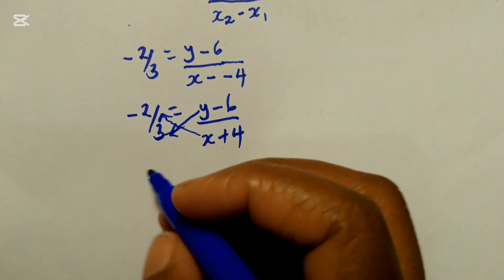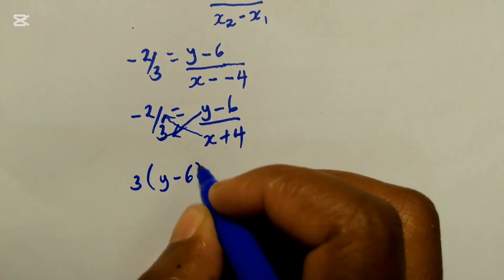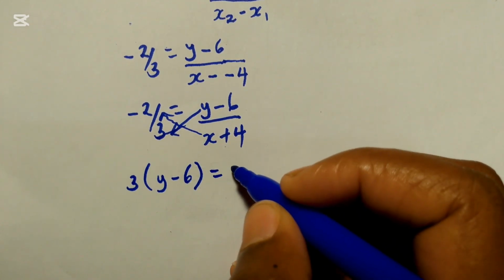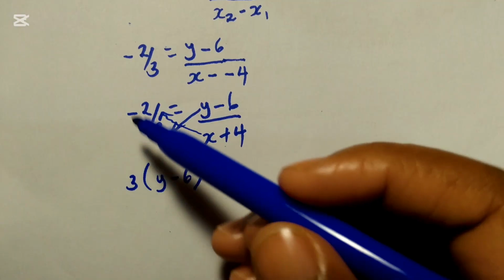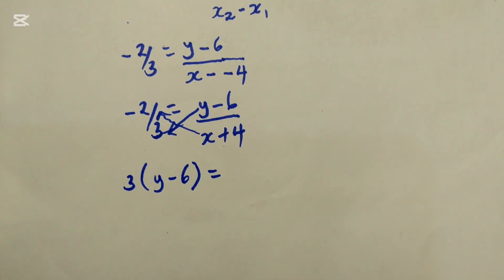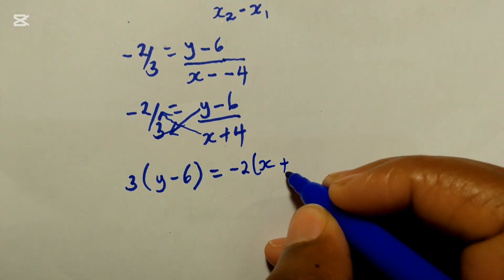So this is 3 into y minus 6. Just check the way I'm multiplying my numbers: it is equal to, look at this, negative 2, not just 2, negative 2 into x plus 4.